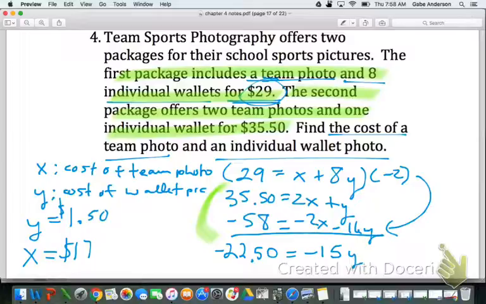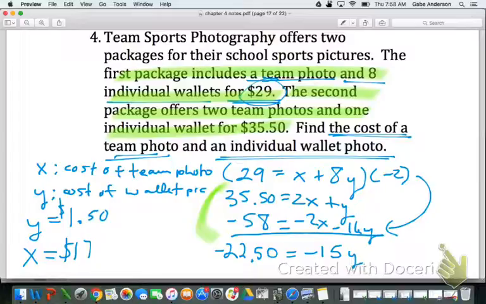Questions? Go ahead. Yeah. So if I added the $1.50 back to $17 on total cost, is that okay? Well, it didn't ask for a total cost, right? It wanted to know the cost of the team photo and the cost of the wallet photo. So you were thinking that they wanted you to add those two in the end?